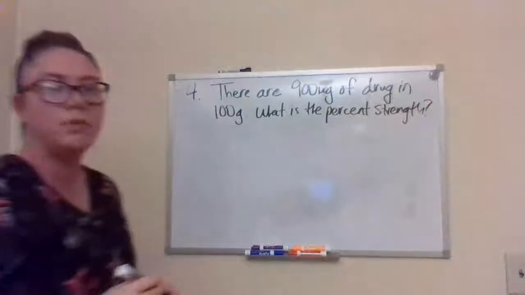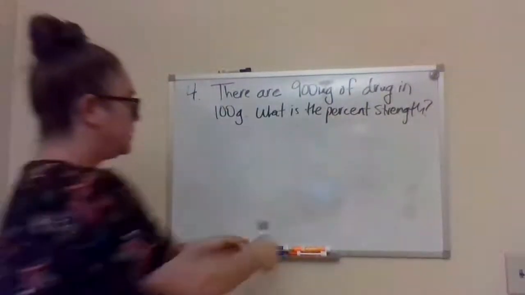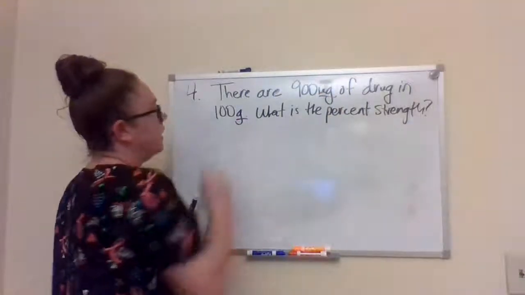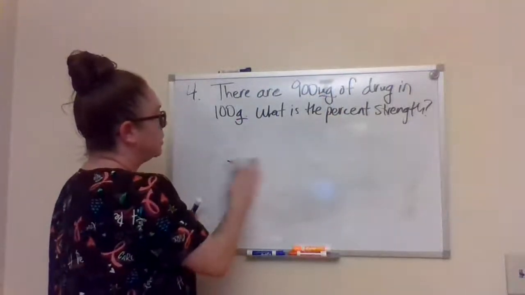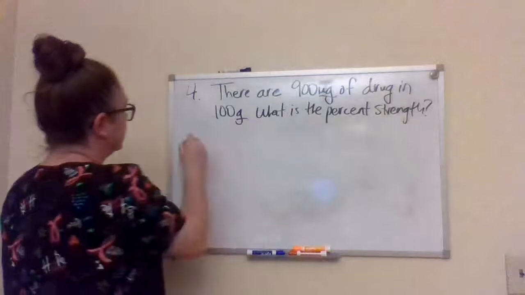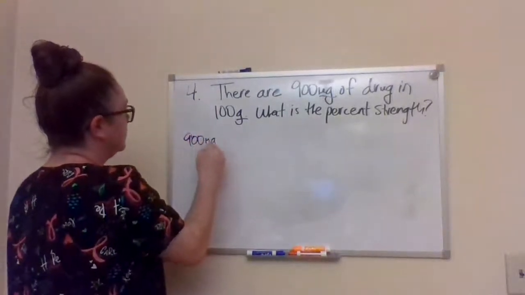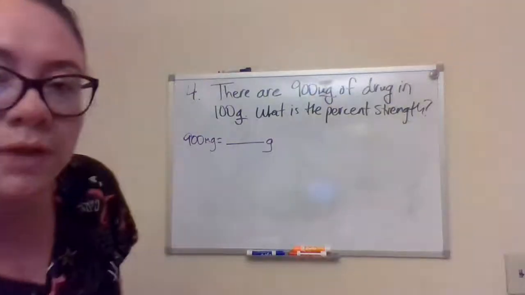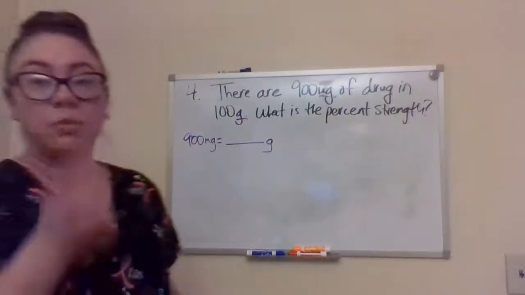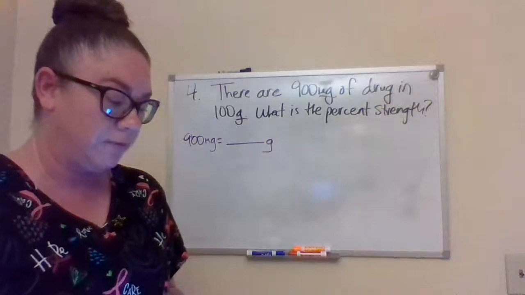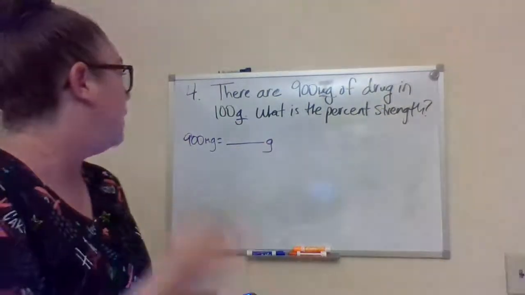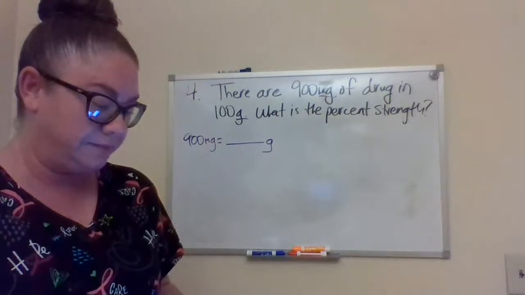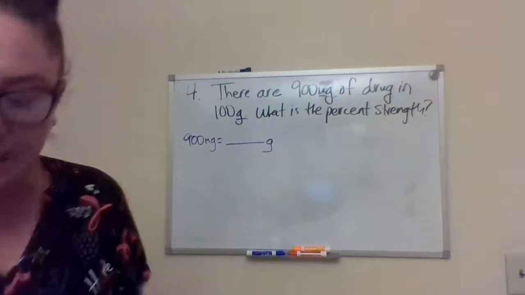Okay, so the first one we're going to have to do is because we notice here that we have milligrams and grams, okay? So the first thing you're going to have to do is convert 900 milligrams into grams, okay? So you can do that by either moving the decimal place, if that's how you learned and you're comfortable with in career prep, or you can take 900 divided by 1,000, which gives you 0.9.